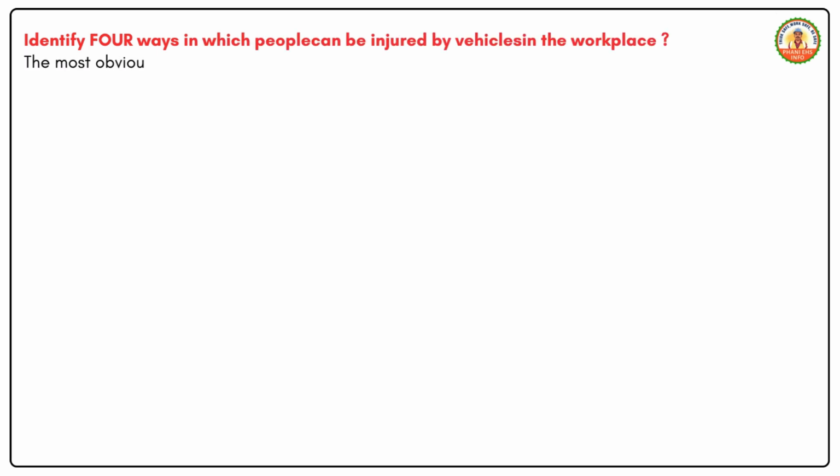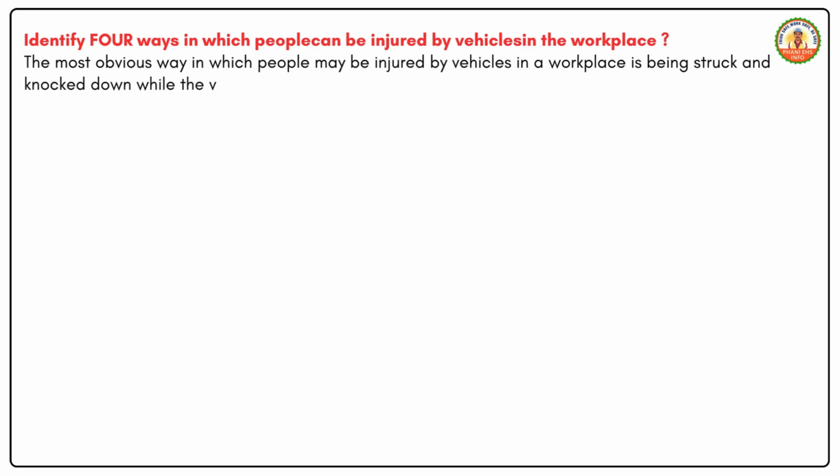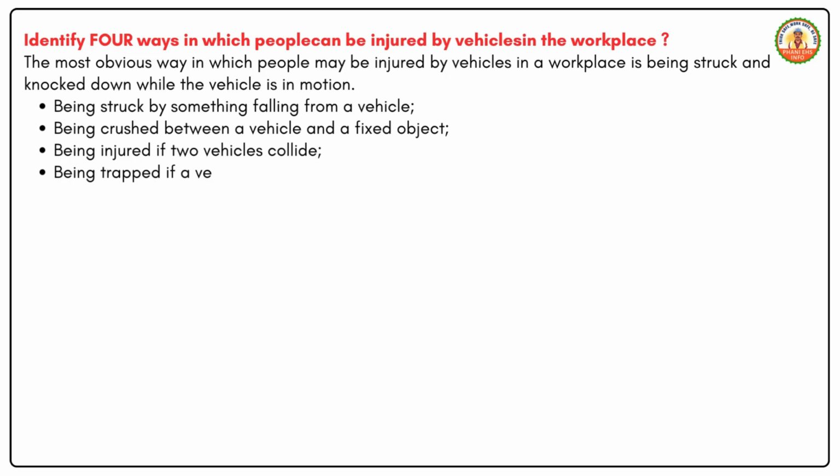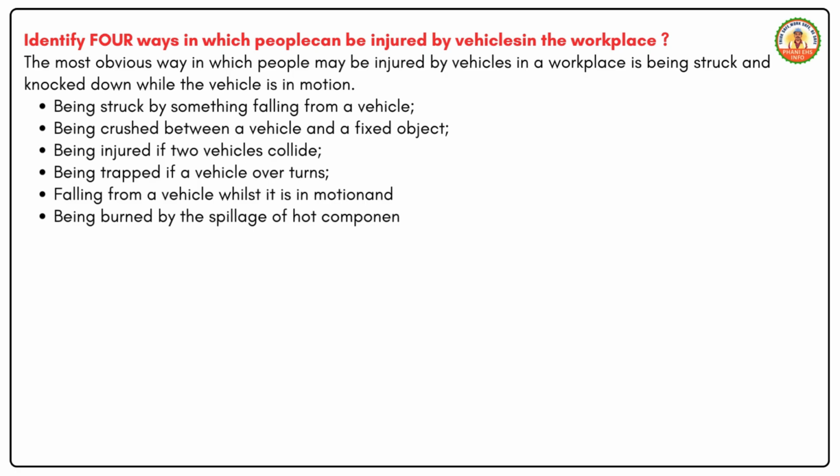Identify 4 ways in which people can be injured by vehicles in the workplace. The most obvious way in which people may be injured by vehicles in a workplace is being struck and knocked down while the vehicle is in motion. Being struck by something falling from a vehicle. Being crushed between a vehicle and a fixed object. Being injured if 2 vehicles collide. Being trapped if a vehicle overturns. Falling from a vehicle whilst it is in motion. Being burned by the spillage of hot components such as oil or acid from battery-operated vehicles.